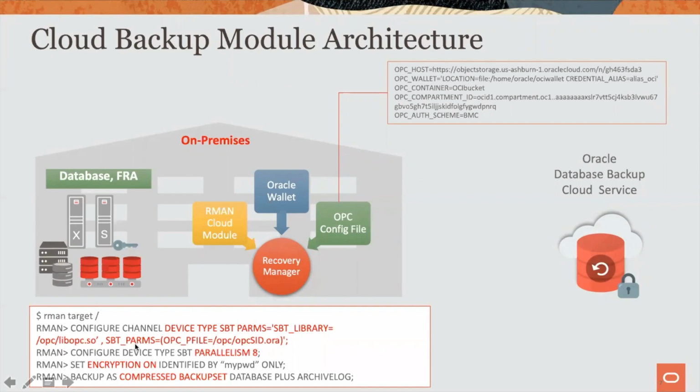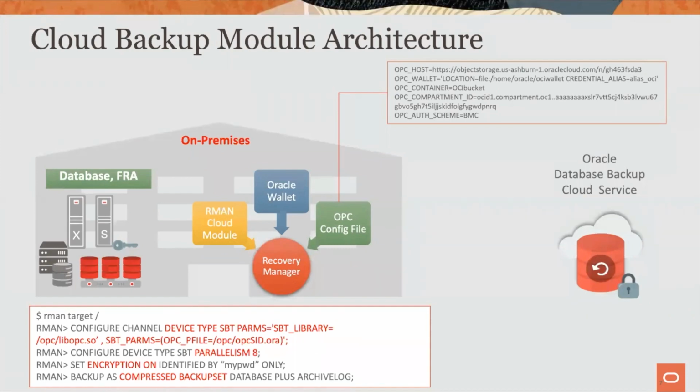And all you have to do at that point is just configure your automatic channels in RMAN, specifying the SBT library that you just downloaded, and you specify the location of the configuration file, that is the configuration file that was created by the installer. And that's all you have to do. Obviously, you have to turn on encryption. That's mandatory. If you try sending a non-encrypted backup to the cloud, you get an error. So it must be encrypted. And you can set the compression at the level that you want.